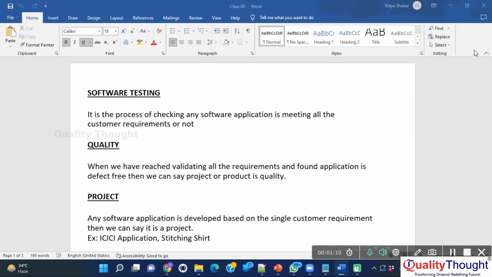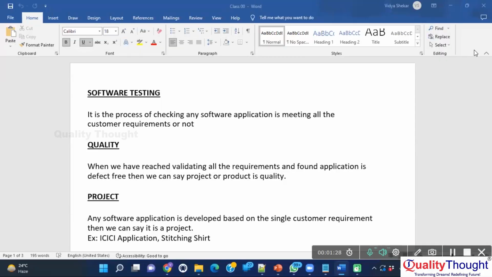Consider it as a fresh start. If you already know, that is well and good. Otherwise, we'll start from the first. Basically, what do you mean by software testing? At the end of the day, you have to develop a software and deliver that software to the client.